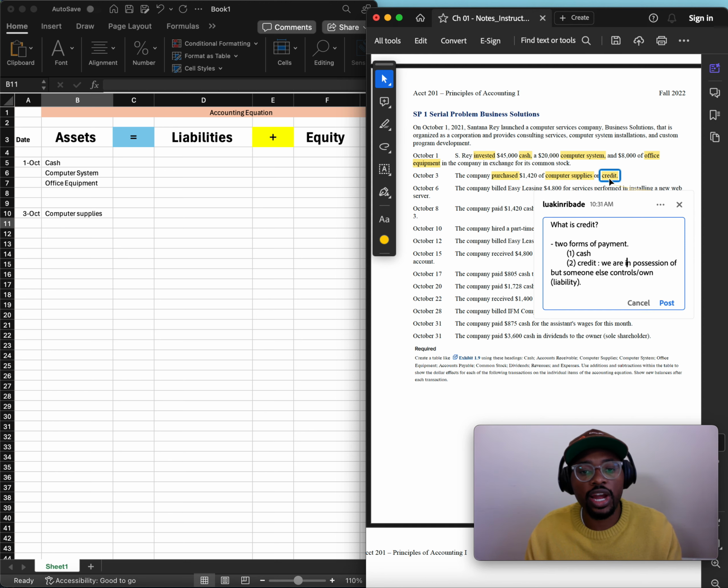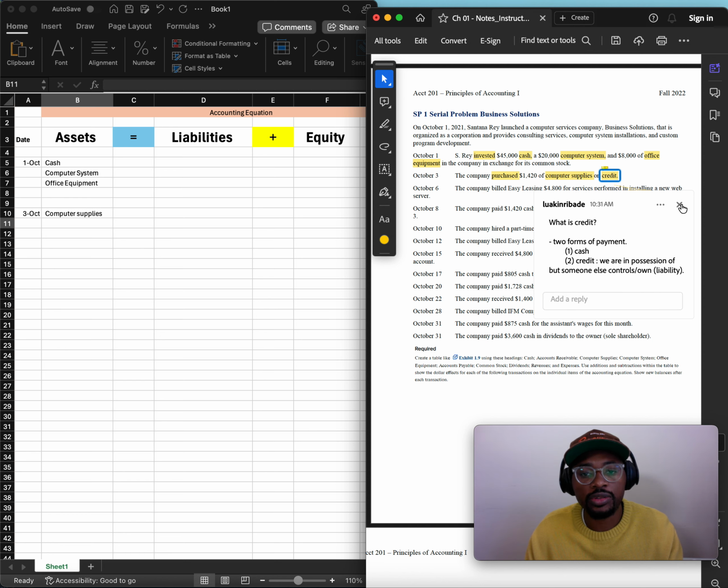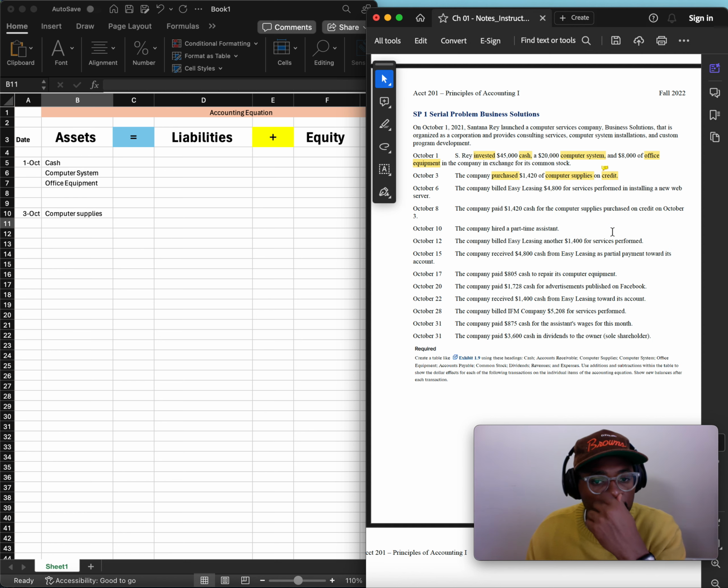So again, this word credit is very important. What is a credit? It's a form of payment. You can either pay with cash or you can pay with credit. A credit is when we are in possession of something but someone else controls. Okay. So now that we have that, let's post that and get rid of it.